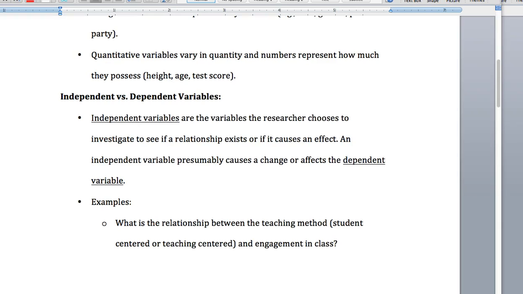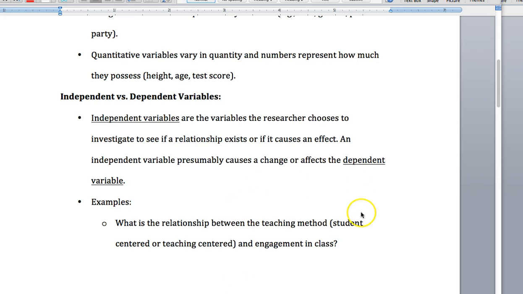Hi everyone. I want to provide you a little bit of information about independent and dependent variables for your upcoming assignment. The way I always describe the independent variable to my students is that it's something that you change. Okay? Something that is changed in the experiment or in the research. Whereas the dependent variable is what happens after the independent variable changes.